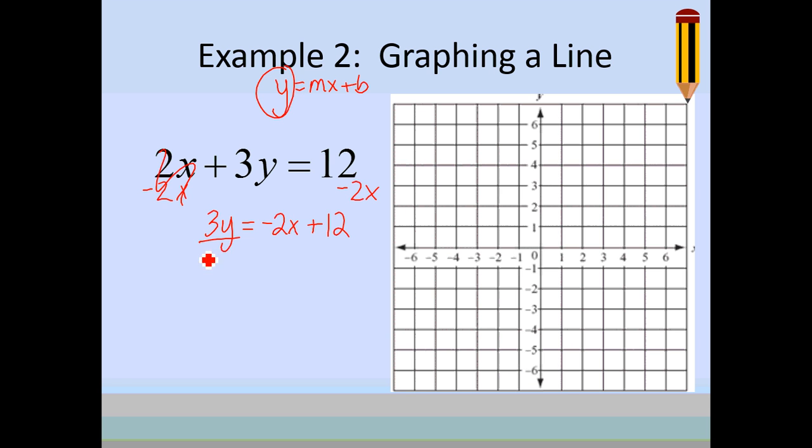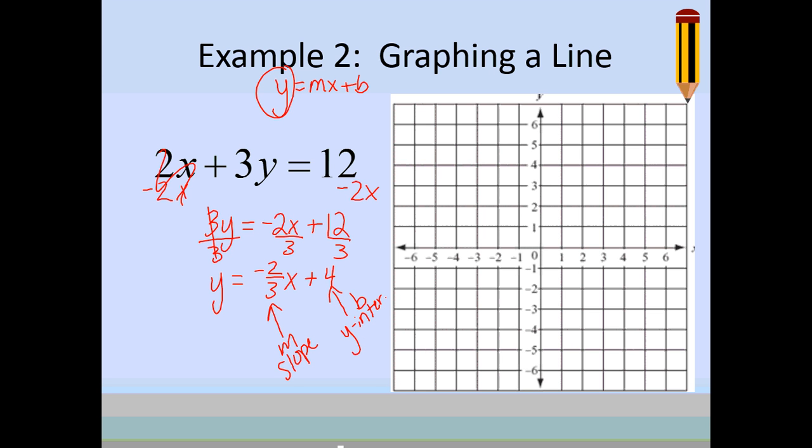And then when we divide by 3 to get the y alone, remember that's our goal, we have negative 2/3 x, and 12 divided by 3 is 4. So when the y is alone, we can see the m and the b. And remember now the m is the slope. So that's how we move the slope on the graph. That's how we move the line's rise over run. And the 4 is the b, the beginning, the y-intercept.